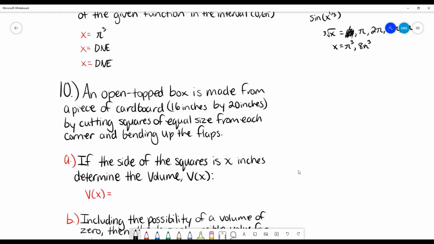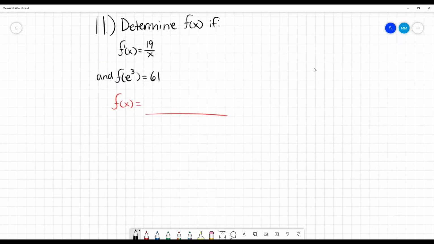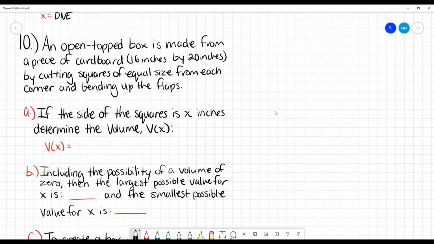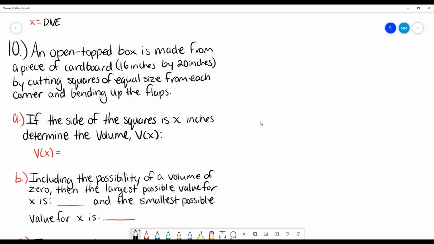Let's take a look at number 10. This one's got a lot of steps to it, but we're almost done as our second to last question. This one's a little more confusing, but it's not the worst, I promise. It says an open-topped box is made from a piece of cardboard, 16 inches by 20 inches. So I'm going to go ahead and draw my piece of cardboard. Right, it's just a rectangular piece of cardboard. And so it is 16 inches by 20 inches.